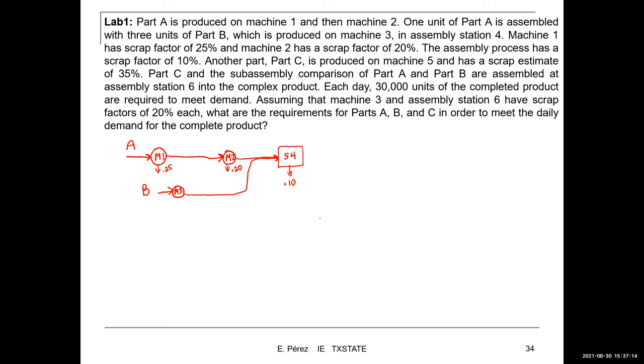And then another part, part C, is produced on machine 5. So another machine, M5, and this is part C, and it has a scrap estimate of 35%. Part C and the subassembly comprising part A and part B are assembled at station 6. So we have another station in which we are going to connect these two.